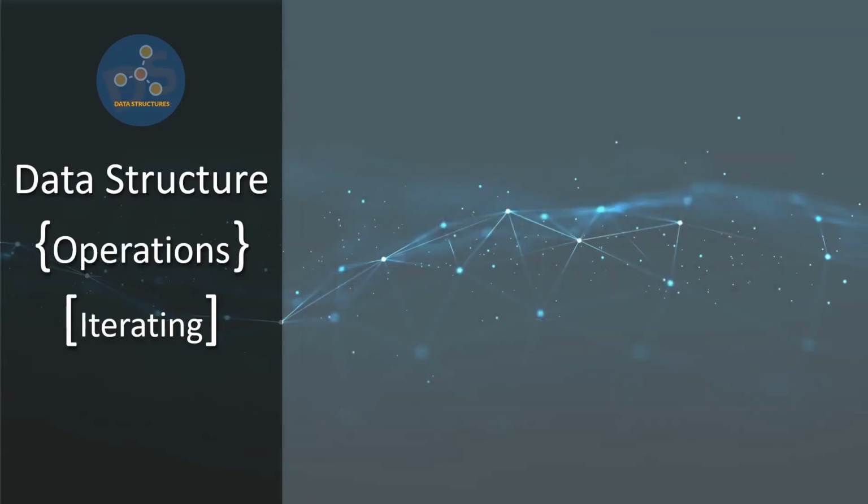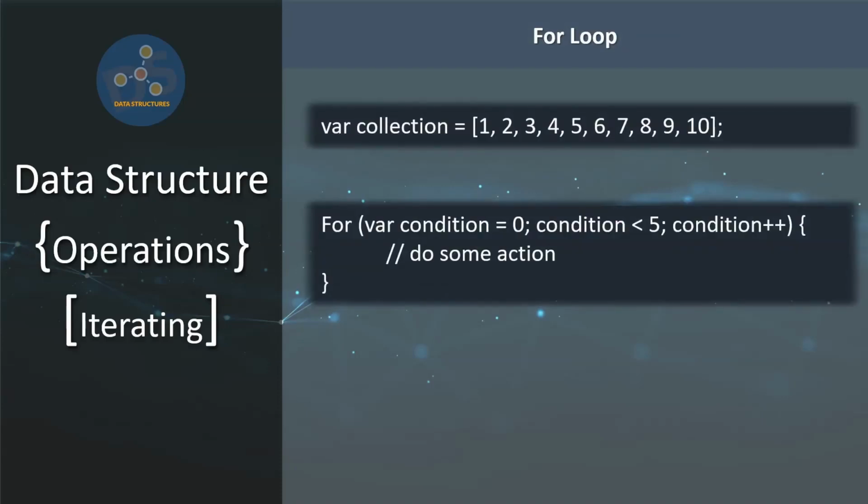One of the most famous iterations is the for loop. The for loop is exactly similar to the while loop, but the only difference is that you have everything on one line. Here is the condition, and here is the checking of the condition, if less than 5, and here is the condition updating, and here you do some action over this collection. It's just a simplified version of the while loop, with everything on one line. But this operation will also stop once the condition is met.